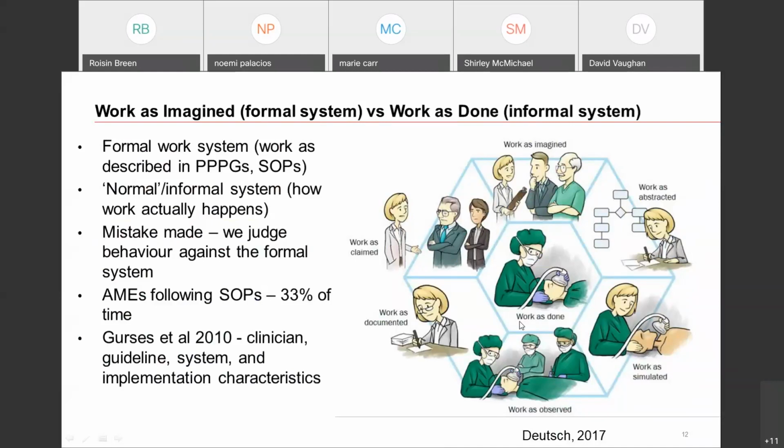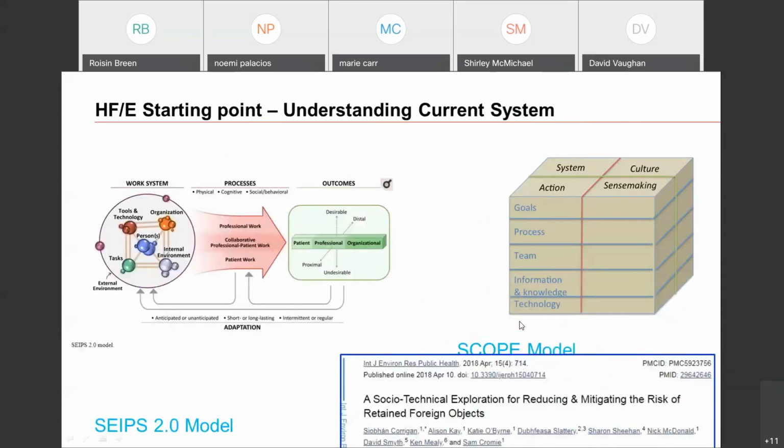Okay, so we'll move on to, I suppose, the starting point then in human factors. Again, there are different models for how you do this, but it's really trying to understand your current system. People might have heard of the SEIPS model, which looks at the different factors I've talked about: the technology, the tools, the organization, and then the processes of work and the outcomes. The SCOPE model is one that's emerged from the research of the Human Factors Research Group in Trinity, looking at the system, the culture, sense-making, and action, and then looking at those in relation to the goals.